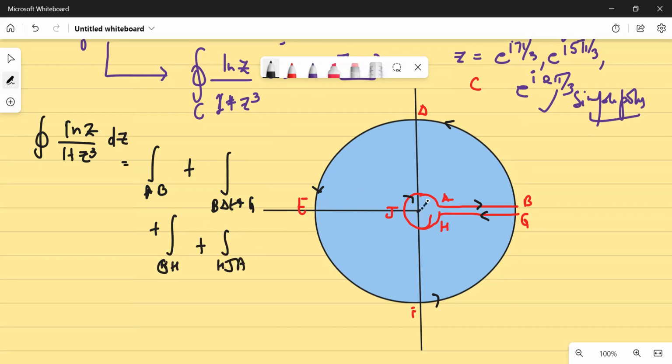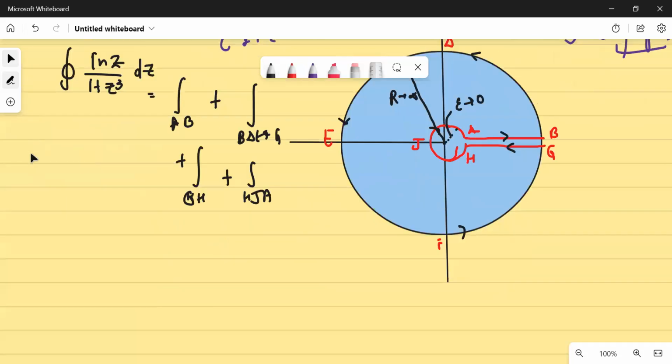Also understand that here epsilon is a very infinitesimally small radius, which is mainly to circumvent the logarithmic branch point at z equal to 0. And here you have a radius which may go as large as possible in order to find the integral 0 to infinity dx upon 1 plus x cube. So let us see how the integral BDEFG would behave as r tends to infinity.